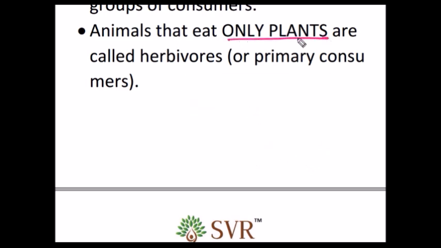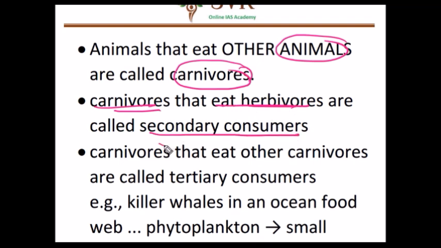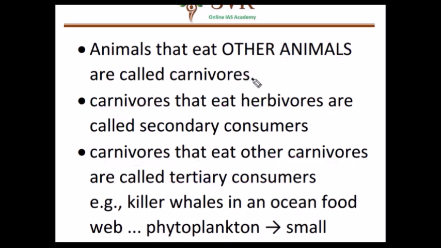Animals that eat only plants are called primary consumers or herbivores. Animals that eat other animals are called carnivores. Carnivores that eat herbivores are called secondary consumers. Carnivores that eat other carnivores are called tertiary consumers. So this classification is important to understand.